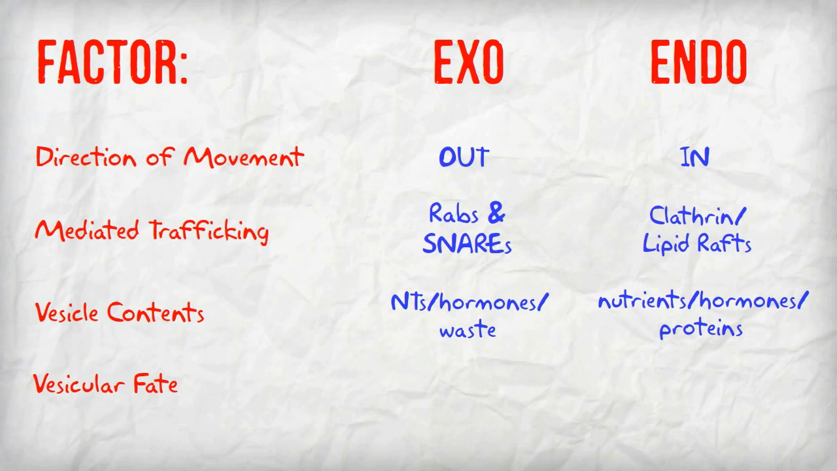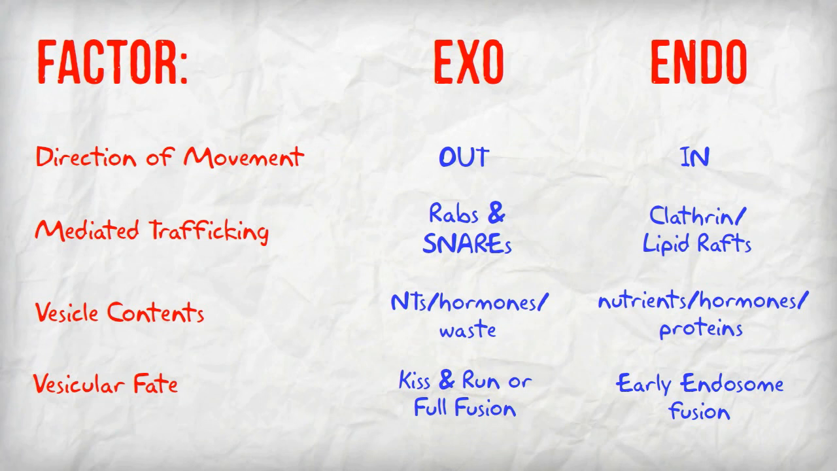Physical fate. In exocytosis, the vesicle can be recycled, i.e. the kiss and run mechanism, or can undergo membrane fusion. In endocytosis, the vesicle travels to the endocytic pathway, where it is then fused with early endosomes. And energy used. Exocytosis uses ATP and GTP, but endocytosis only uses ATP.